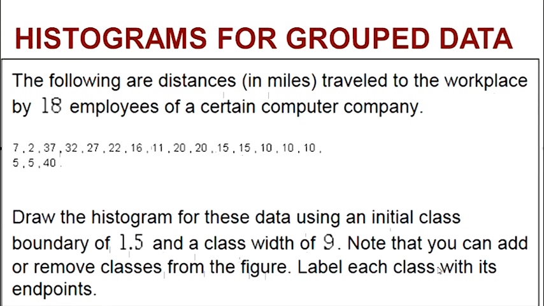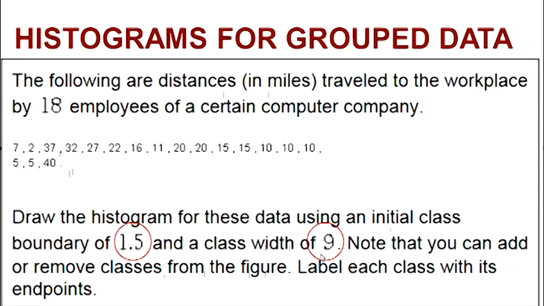Note that you can add or remove classes from the figure. Label each class with its endpoints. Okay? So the important things that we're going to need are that our initial class boundary is 1.5, and it just tells you that. There's not any way you're going to know that from this set of data. You just go with what they told you. And they're telling you to use a class width of 9.